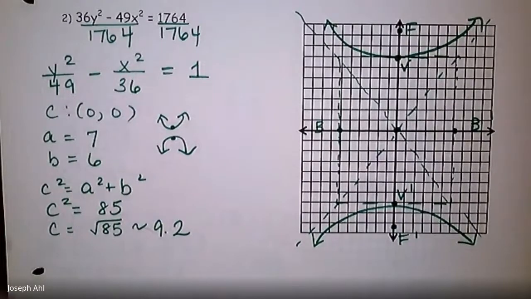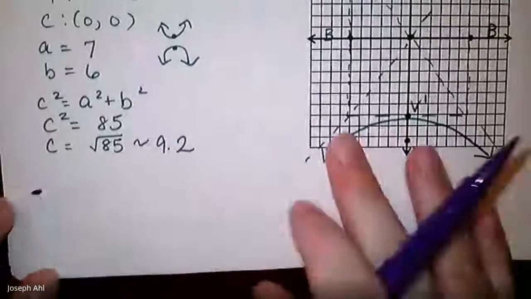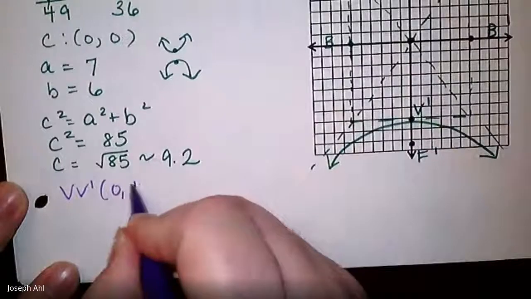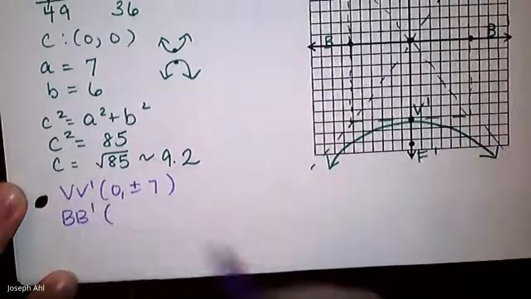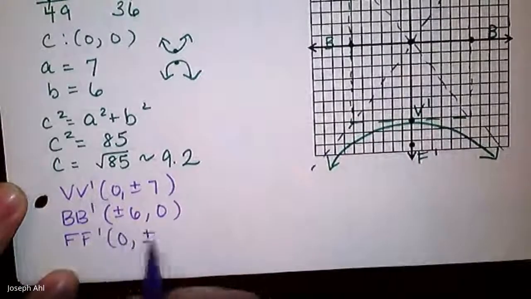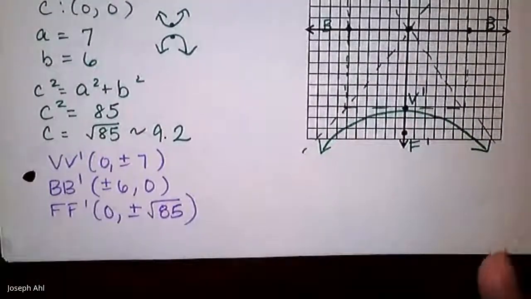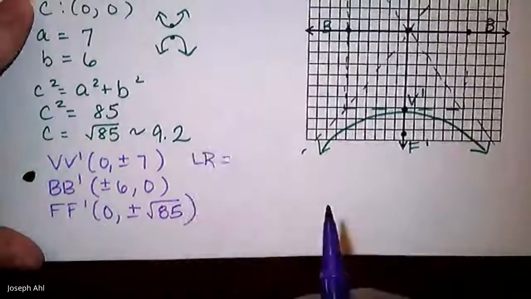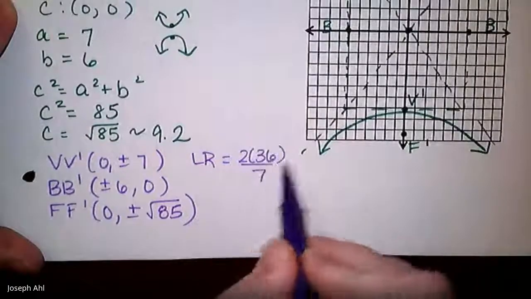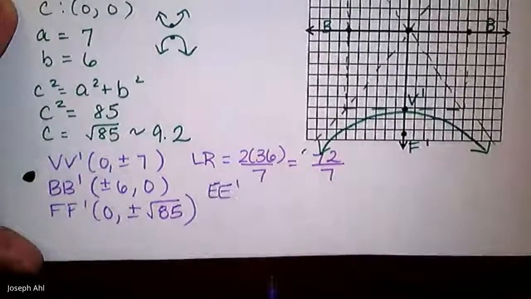What do we have? We need the vertices. All right, let me set this up here. Okay, so we've got vertices V and V prime. Went up and down this time, so it's 0, plus or minus 7. Ends of the conjugate axis went left and right 6, plus or minus 6, 0. F and F prime went up and down the square root of 85. Okay, just try and be consistent. Don't use the 9.2 value. The LR has a length of 2b squared over a. So b squared is 36, and a is 7. That's going to be 72 sevenths, which gets you the ends of the LR.